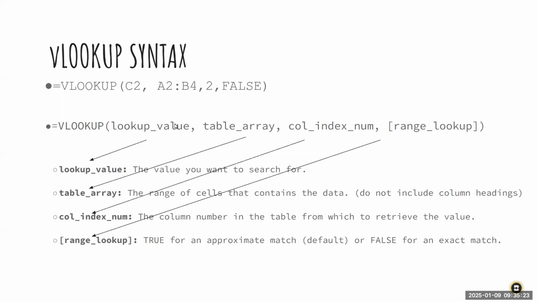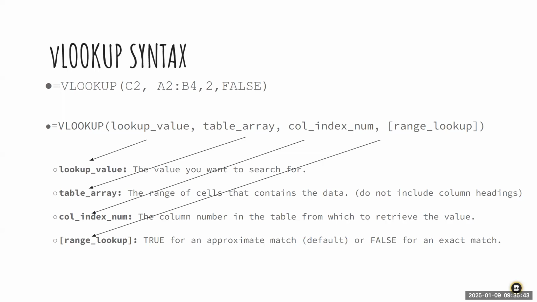So what do we want to look up? That is your unique identifier. In the case of our generic spreadsheets, that's going to be our student ID. The table array is the range of cells that contain the data that you want to search for and that you want to populate.